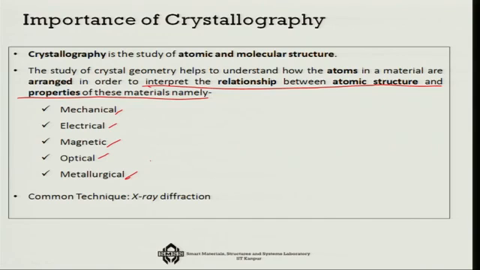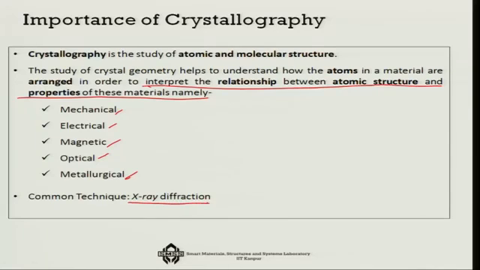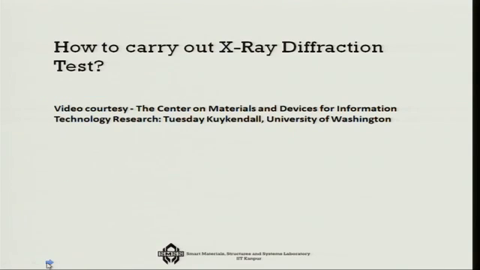Now, all these things happened starting from somewhere around, I would say, 1867 to around 1915 or so. The very basic developments towards identifying the crystal structure of a material took place after the discovery of X-ray and the application of X-ray in terms of X-ray diffraction, which today is very popularly known as XRD testing. So, what is this XRD testing actually? How to carry out an X-ray diffraction test?